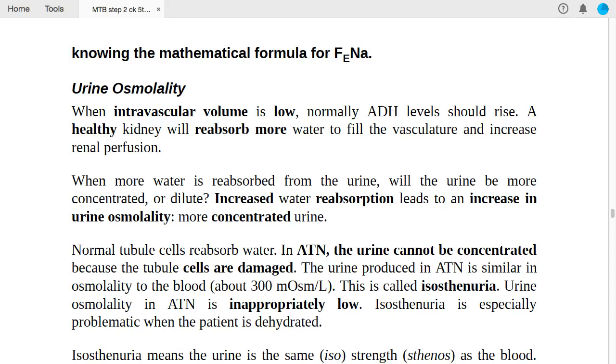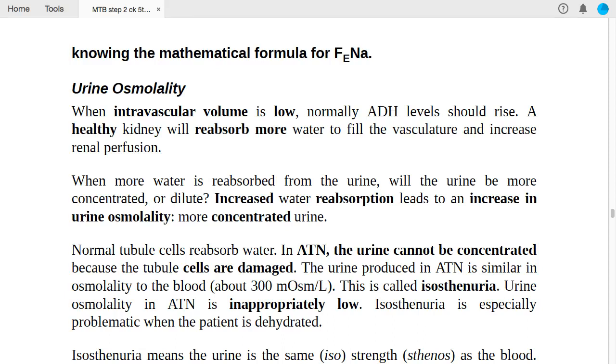Now, when more water is reabsorbed from the urine, will the urine be more concentrated or dilute? Increased water reabsorption leads to an increase in urine osmolality, meaning more concentrated urine. That's very important, because when water is reabsorbed, less water will be excreted. So urine will be concentrated, because most of the water is reabsorbed. The amount of water in urine is reduced, and as a result there will be an increase in urine osmolality.